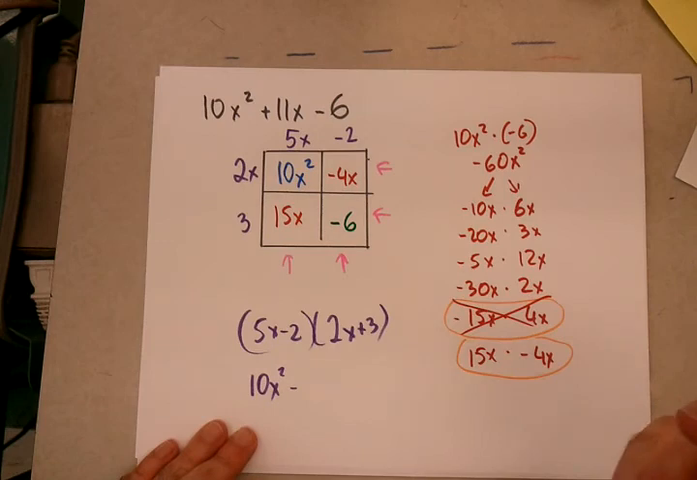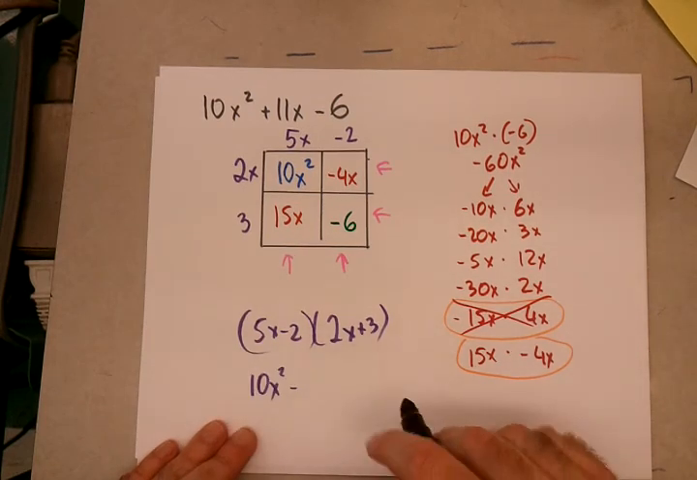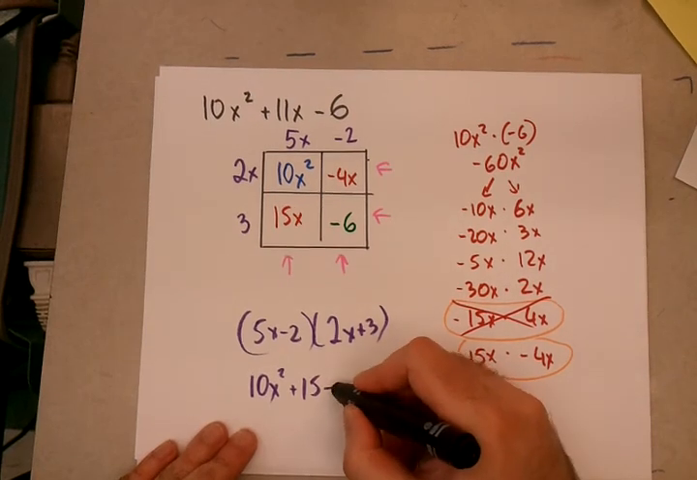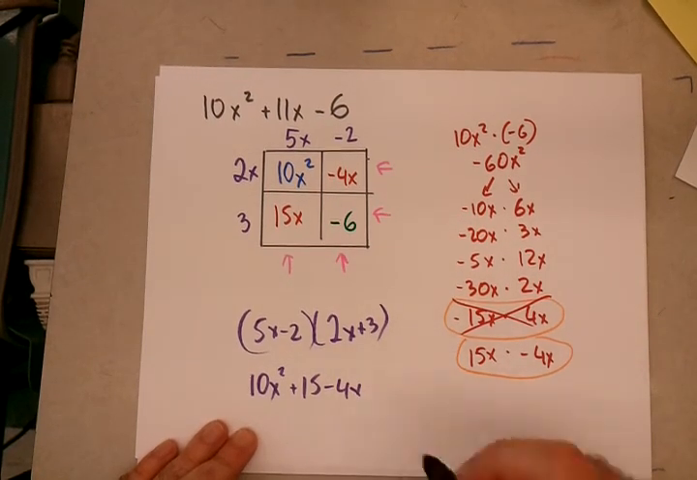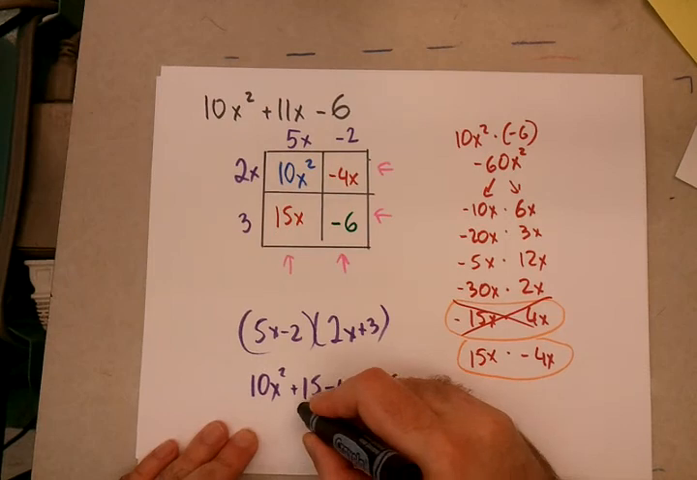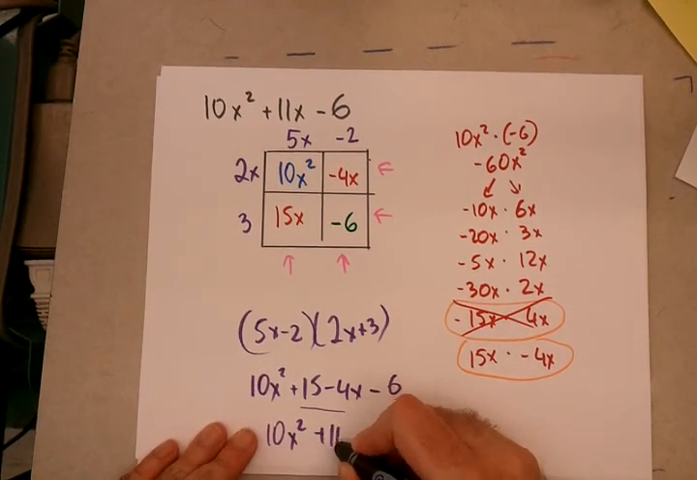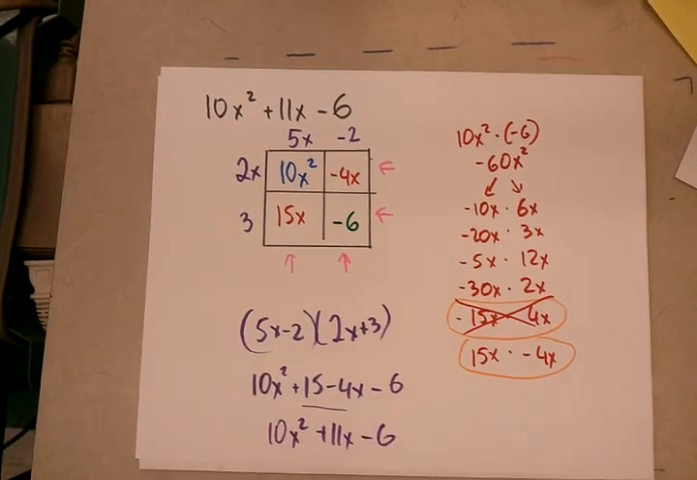5x times 2x is 10x squared. Then 5x times 3 is positive 15x. And negative 2 times 2x is negative 4x. Negative 2 times 3 is negative 6. And if you simplify this, you get 10x squared plus 11x minus 6. So it all works out. So that's essentially the box method of factoring.